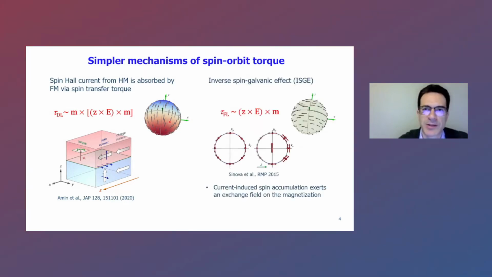Another effect is the inverse spin galvanic effect, also called the Edelstein effect, which appears due to the development of a non-equilibrium spin accumulation in the surface bands, which can exert torque on the adjacent magnetization through an exchange field. And this leads to an angular dependence that is called the field-like torque, which acts just like an external magnetic field.